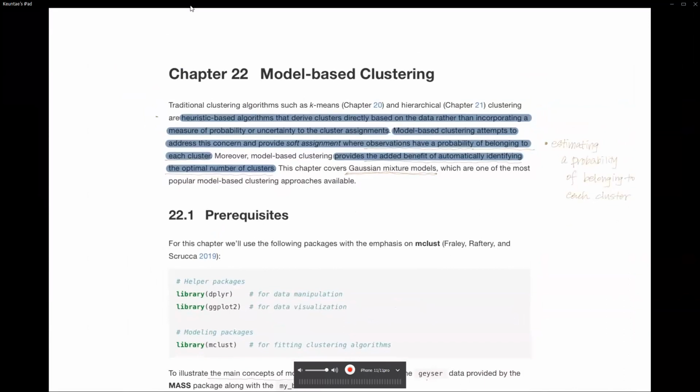Okay, so hello everyone, and this is the last day of this book club. Today I'm going to try to cover the last chapter of this book, Hands-On Machine Learning with R. The last chapter is about model-based clustering. In the last 2 weeks we covered clustering analysis, such as k-means clustering, and last week we covered hierarchical clustering.